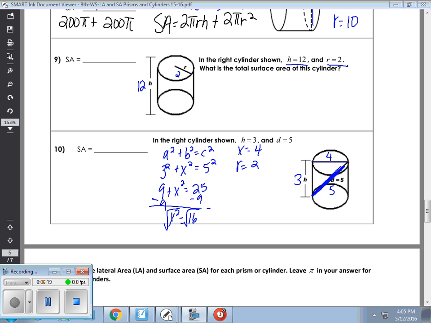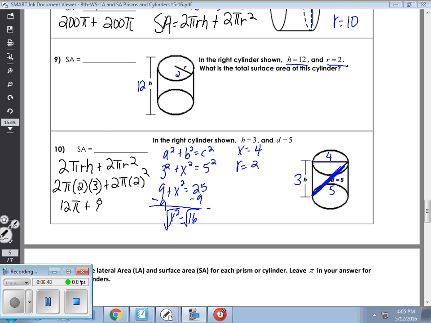For total surface area, because I want total, we're going to do 2 pi r h plus 2 pi r squared. Now I can just plug in the parts because I have my h, I know my r. So we're going to say 2 pi times 2 for the radius times 3 our height, plus 2 pi times 2 squared. Well, 2 times 2 is 4 times 3, this gives me 12 pi. 2 squared is 4 times 2 gives me 8 pi. And then we add them together, we get 20 pi.